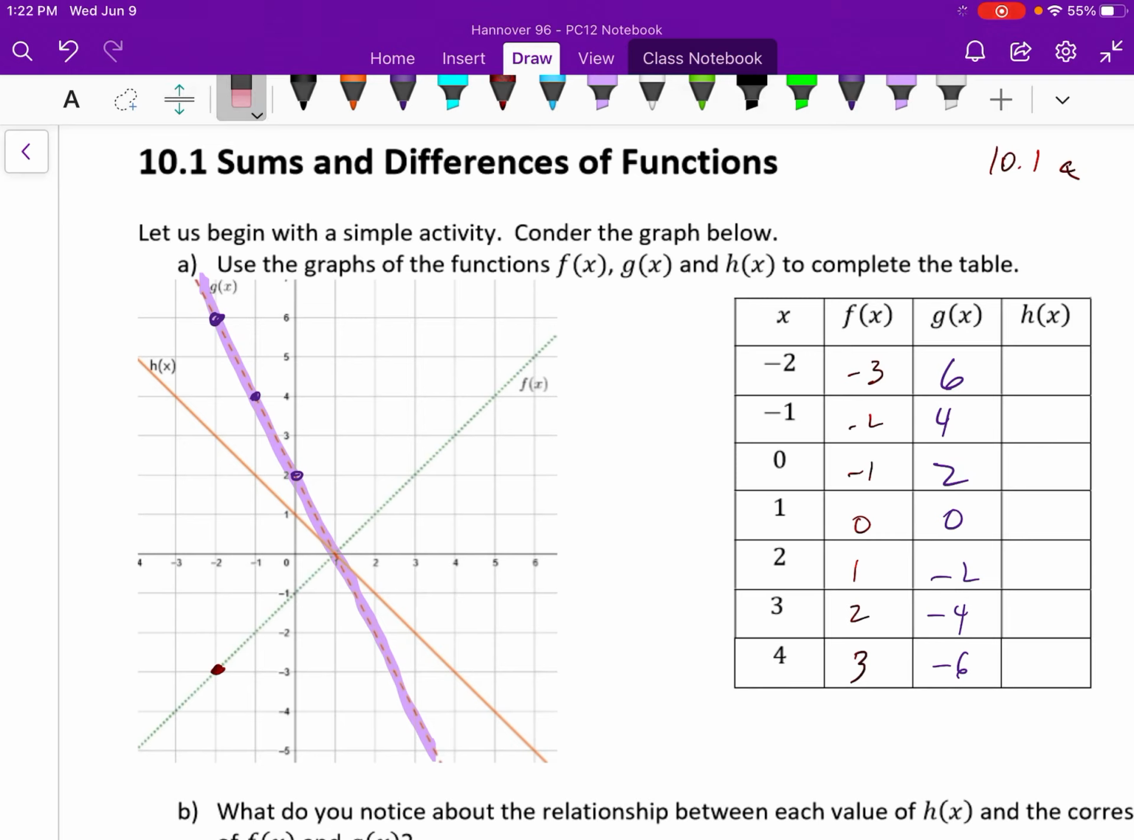Now h is this function right here. At h of negative 2, my y value is 3, h of negative 1, my y value is 2, and so on. If you need to press pause, feel free.